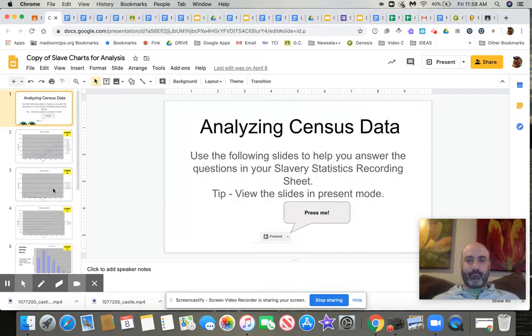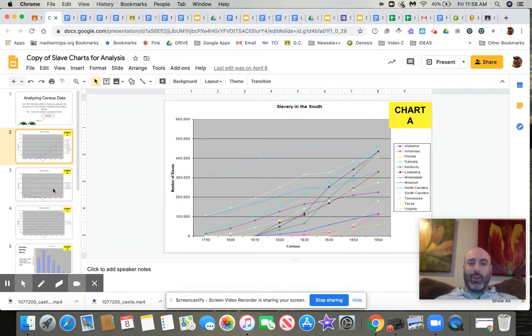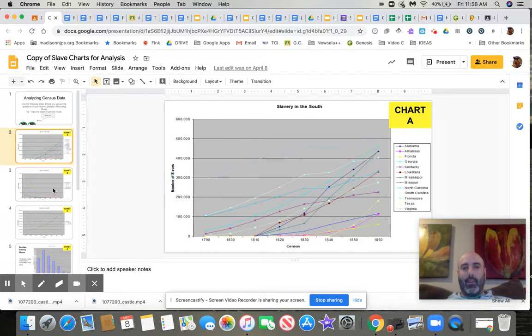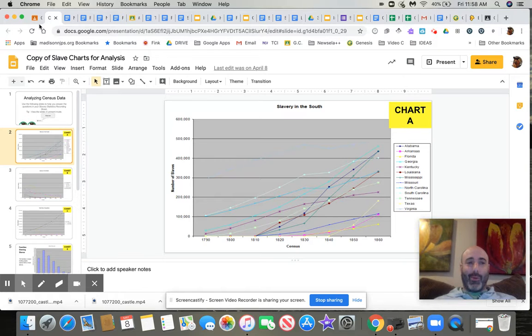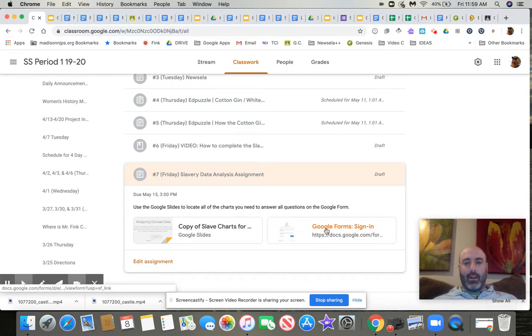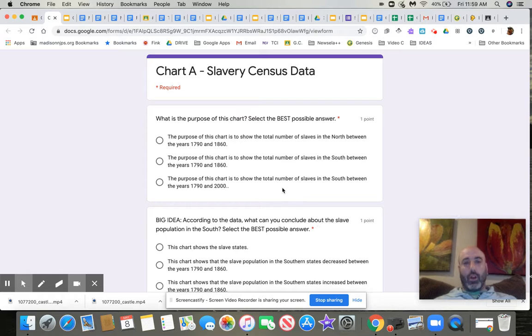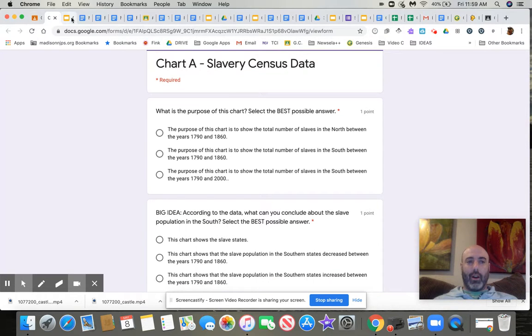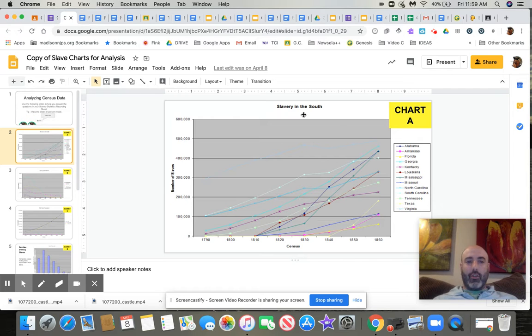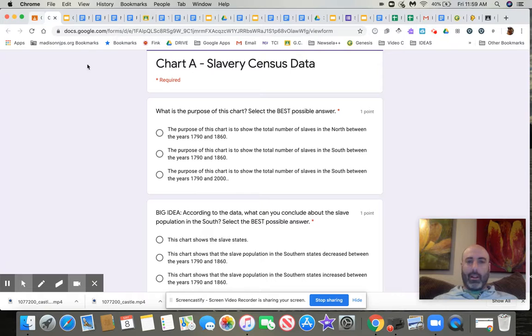I know that you can all see this, but the key is to be able to answer the questions that go along with it. It's good when you go to the Google form, and you can have the form open because it's not locked mode, and you're going to go back and forth. These two questions are going to be focused on chart A, so the answers are going to come from this chart. It will automatically score your work today, so you'll get that feedback immediately.